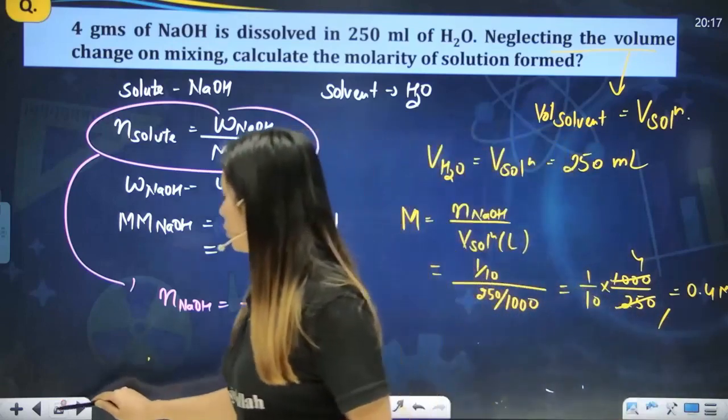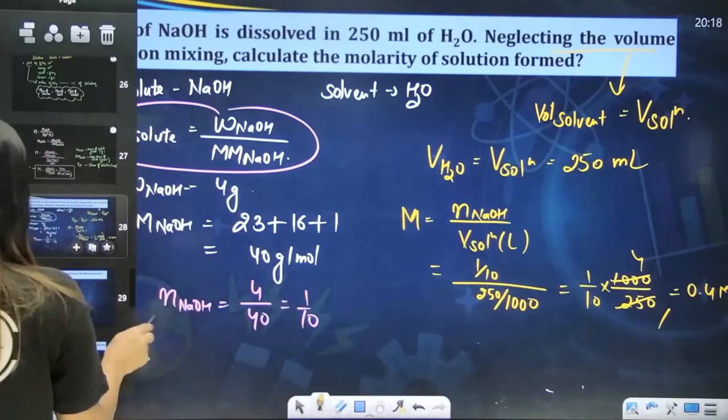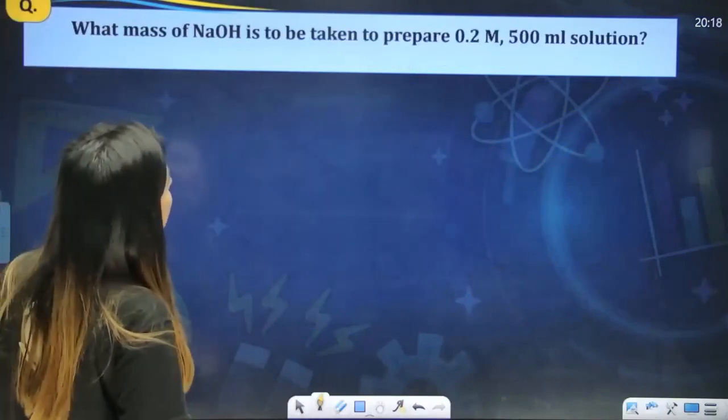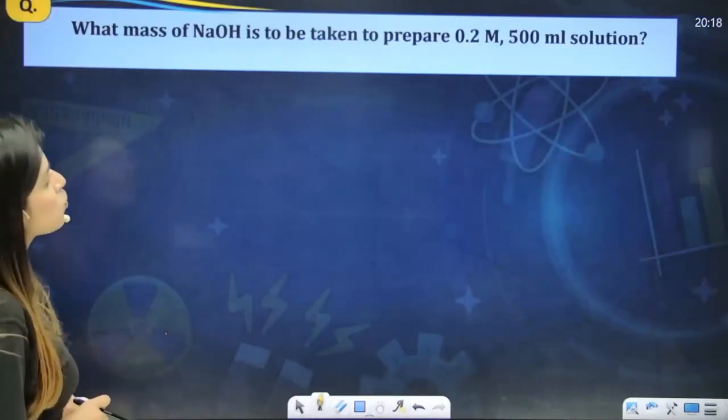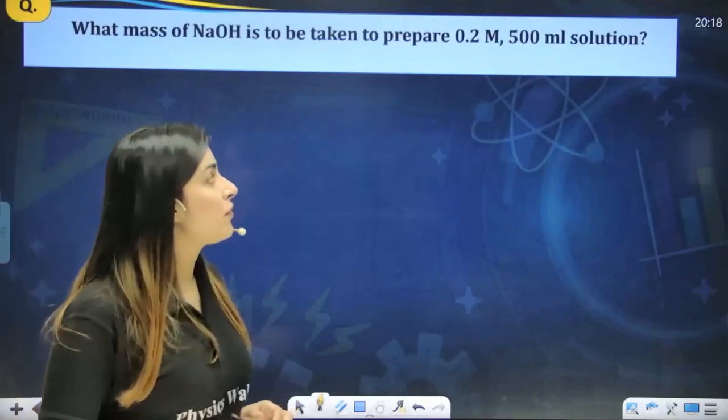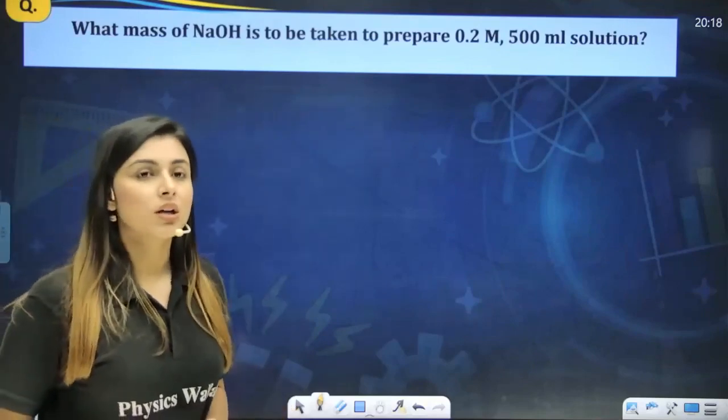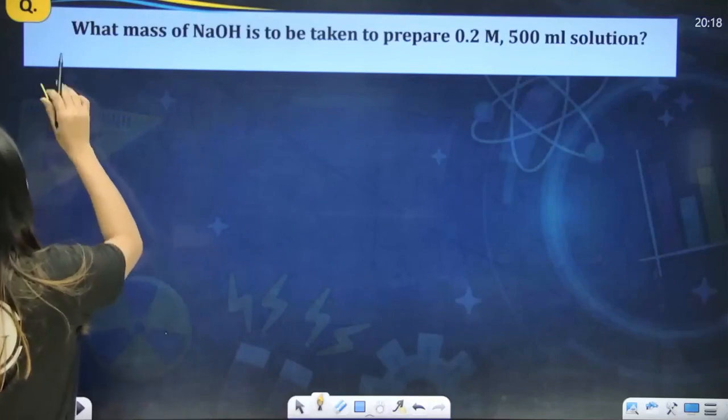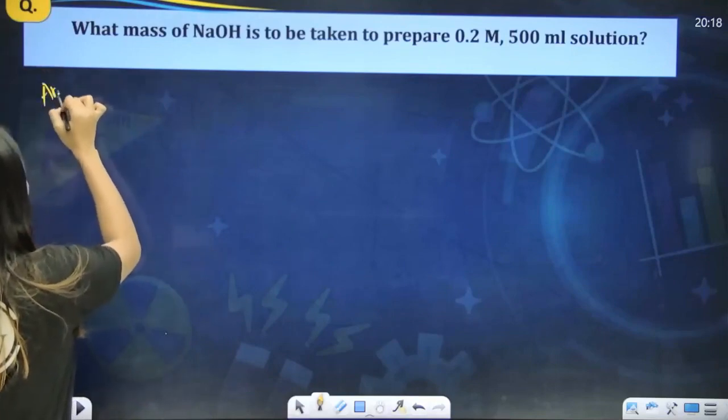Let's move forward. What do we have? You have another question. You have the question as, what mass of NaOH is to be taken to prepare 0.2 molar 500 ml solution? So let's try this question and then we'll end the session today.